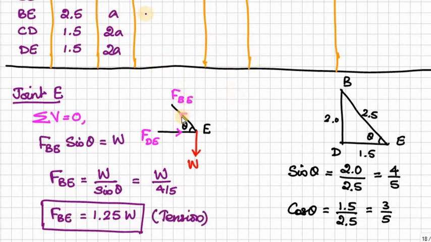And we assumed initially this is a positive one because it is pulling the joint, and also we are getting the positive result. Therefore, our assumption is correct. So force in B is tension. So we enter that value in this table.